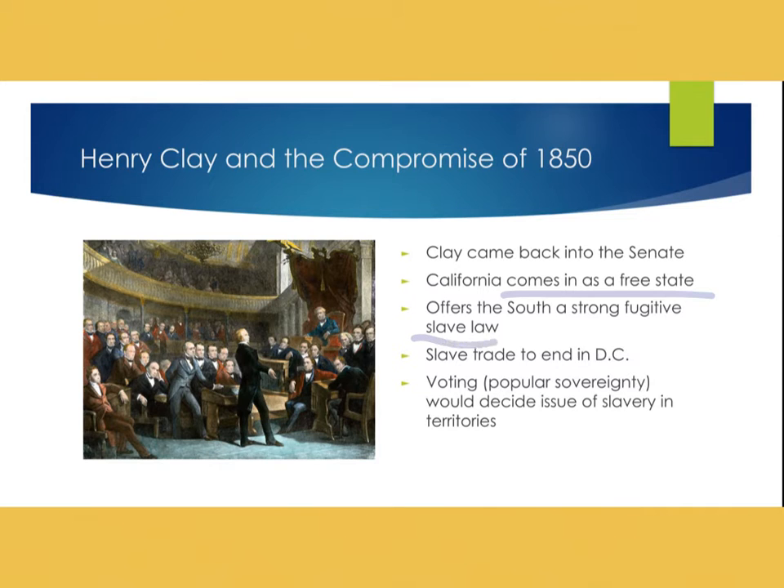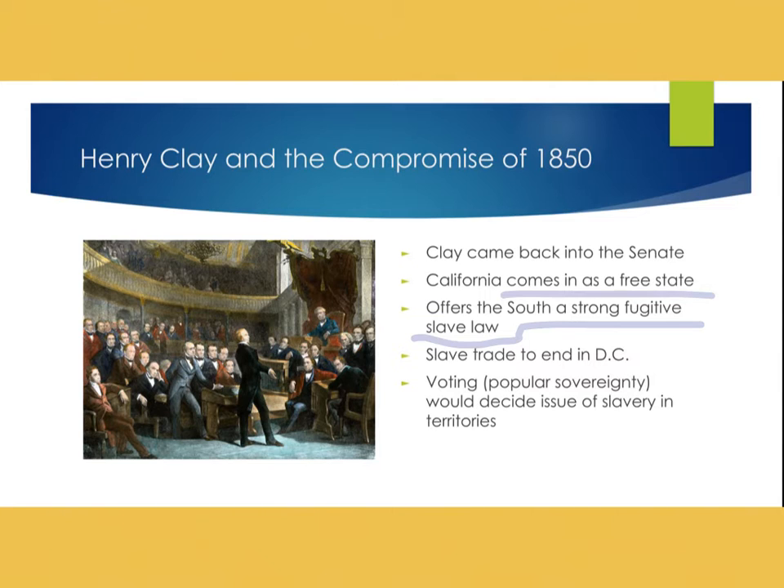To make Southerners happy with that and to go along with it, he offers up a strong fugitive slave law. Now remember, slaves, especially in states that bordered on free states, often ran away. So what this fugitive slave law is saying is that the federal government will have special officers, and these officers will track down and capture runaway slaves, and they will return them to their owners in the South. This was very popular in the South, and among many people in the North, it was unpopular.